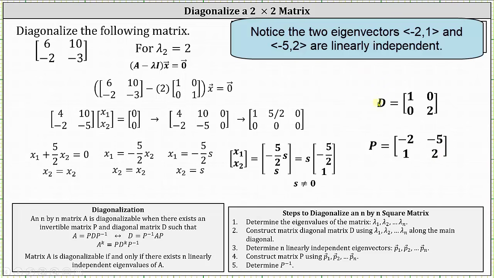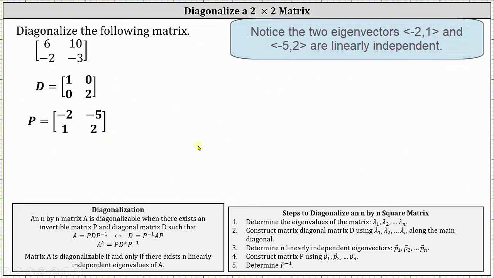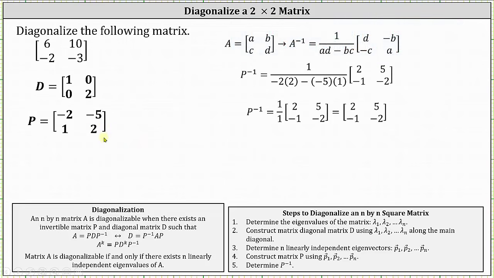So now that we have matrix D and matrix P, the last step is to determine the inverse of matrix P. So there's a couple of ways to find the inverse of matrix P. I'm going to go ahead and use the formula shown above. Substituting negative 2 for A, negative 5 for B, 1 for C, and 2 for D, we have the inverse of matrix P is equal to the 2 by 2 matrix 2, 5, negative 1, negative 2.